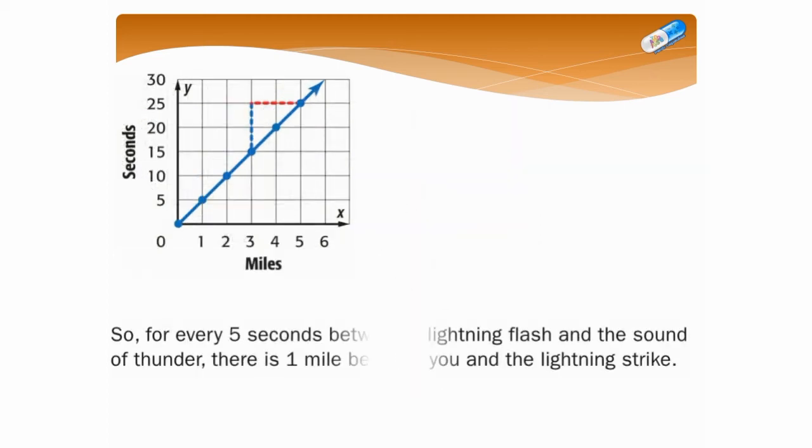So this means that for every 5 seconds between a lightning flash and the sound of thunder, there is 1 mile between you and the lightning strike.